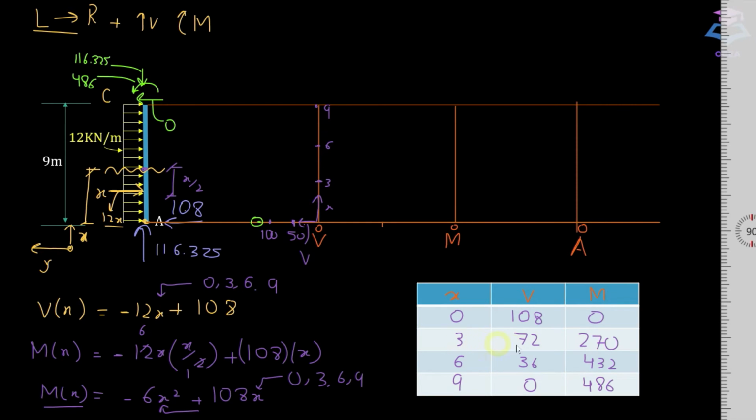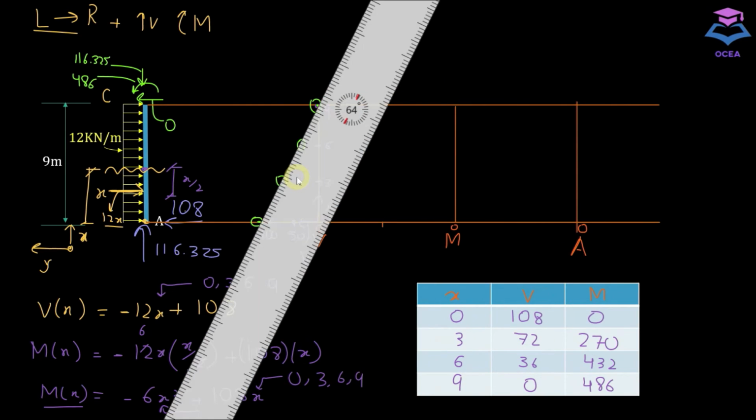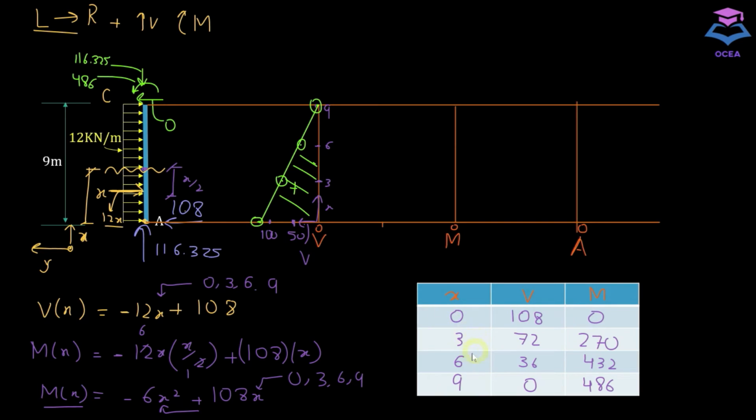At x equals 3, we have 72. 72 would be somewhere here. At x equals 6, we have 36, and it would be around somewhere here. And at 9, we have shear force equal to 0. To draw the shear force diagram, just graph through the plotted points. And this is going to be positive.